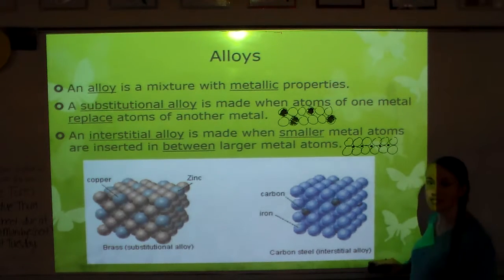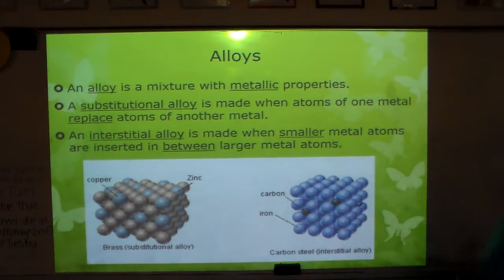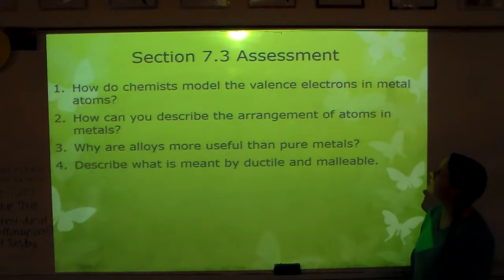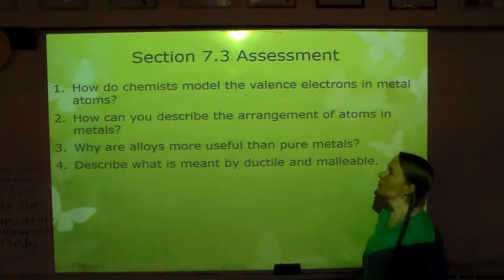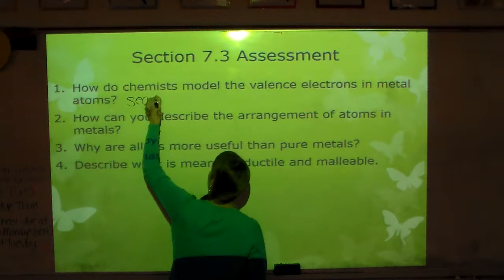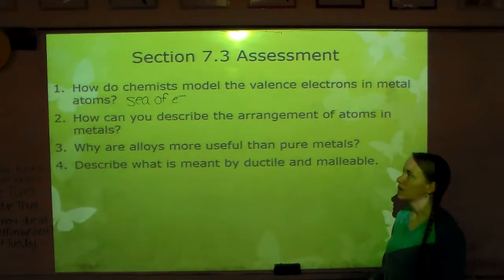All right, so let's look at that section assessment. I told you this section would work. So, how do chemists model the valence electrons in metal atoms? Well, remember, they're mobile. They can move around, they can flow, so they call them the sea of electrons. That's how they model the electrons.